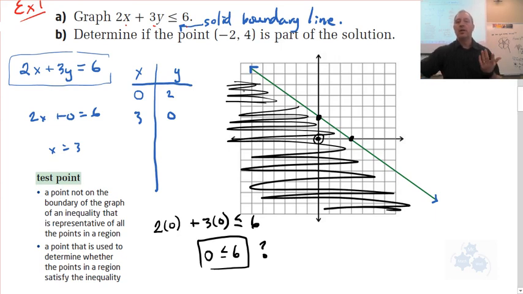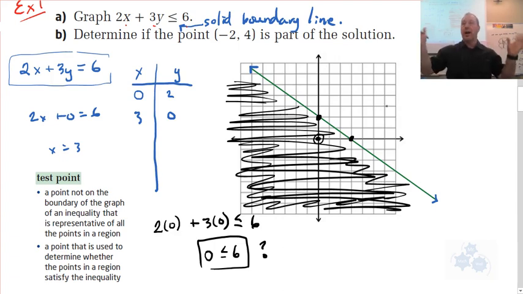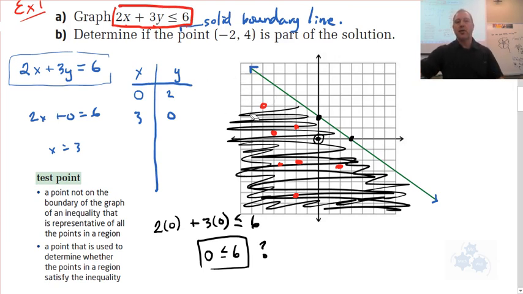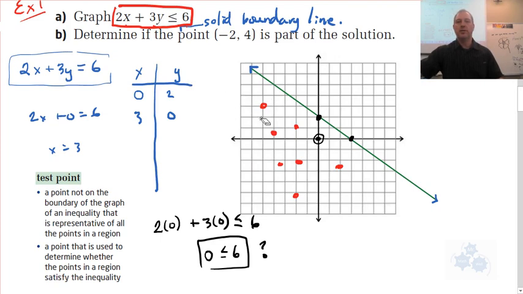And what you would literally do is shade with your pencil the area below the line and make sure the line is solid. And that is the graph of the inequality. So that means that every point in this region would be a solution to this inequality right here. That's what that means. Okay? Now that we've done that work, part B is really easy because we've already used test points.